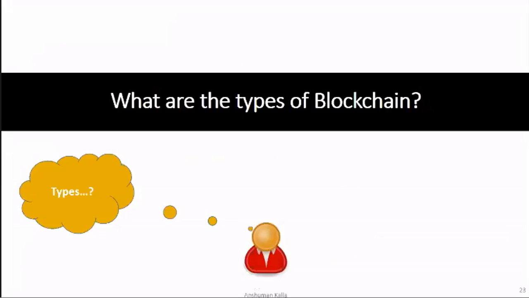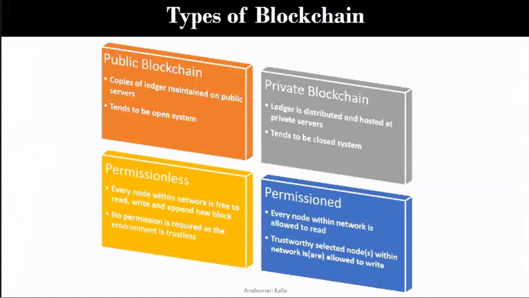Okay, so having said that, let's move to the types of blockchain, right? There are actually different types of blockchain. Most of the time, when we refer to blockchain, we actually talk about the public permissionless type of blockchain, right? But fundamentally, there are four different types of blockchain: public blockchain, private blockchain, and two others called permissionless and permissioned blockchain, right?